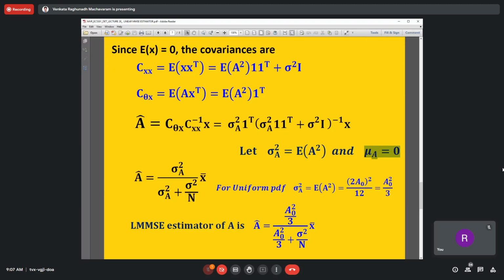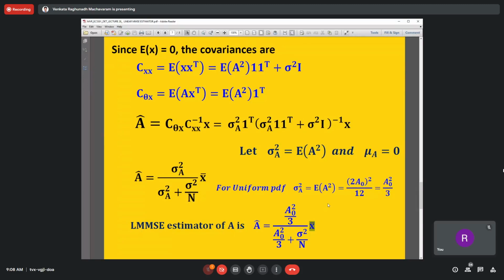Hence for the uniform PDF, this is equal to the expected A square. For a uniform density function, the variance was delta square by 12. So what is delta? It is 2 A naught, so the variance is A naught square by 3. So substitute here: A naught square by 3 divided by A naught square by 3 plus sigma square by n, times x bar. Of course this x bar is the summation of x with 1 by n, so this n goes there and cancels.